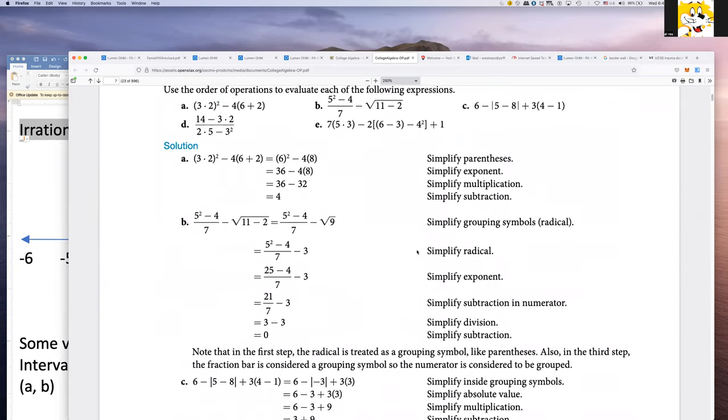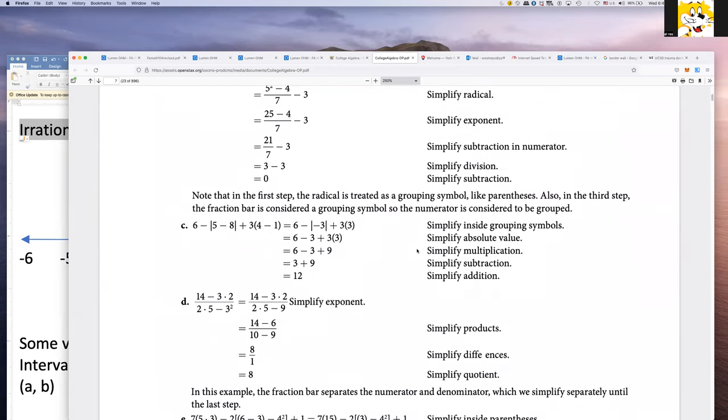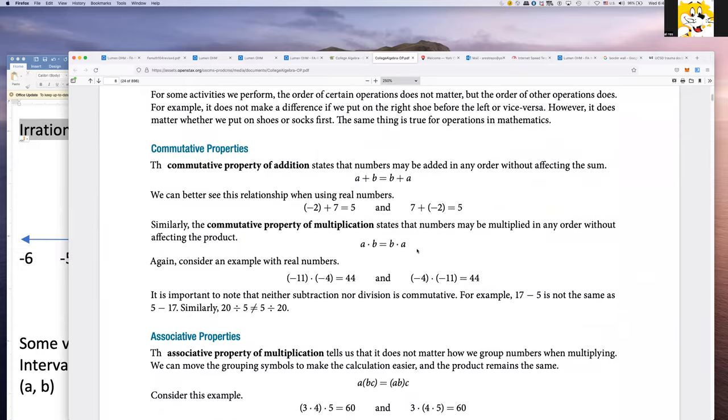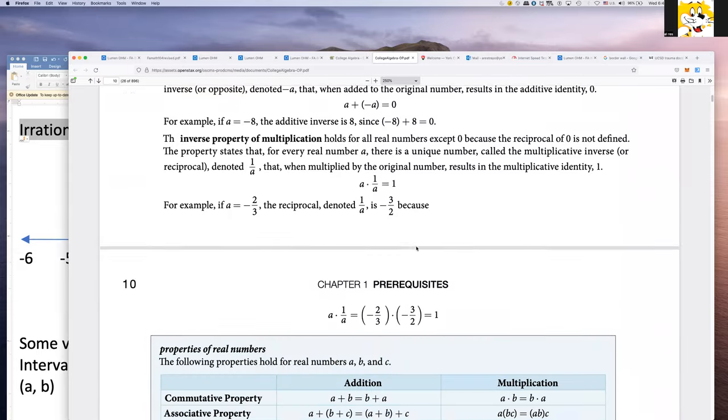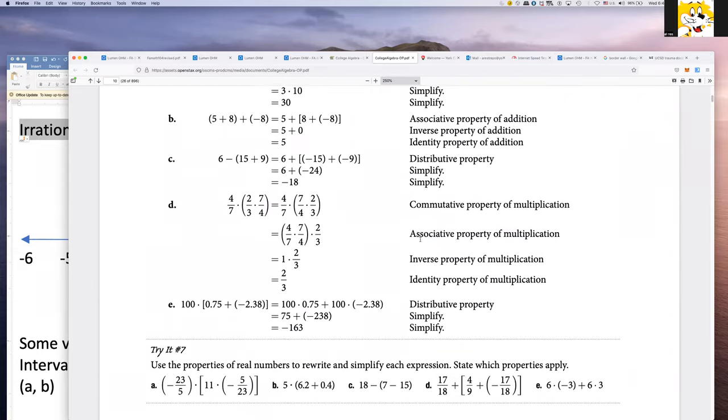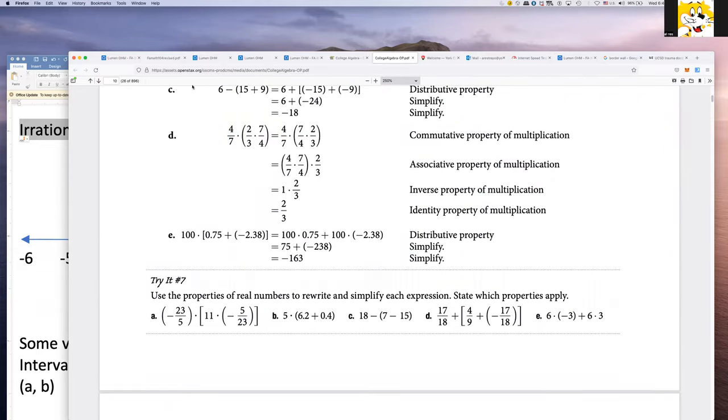But I want to do something more important than PEMDAS right now. I want to learn about union and intersection. Let me see if I could find union or intersection here. Do they have union? Really?